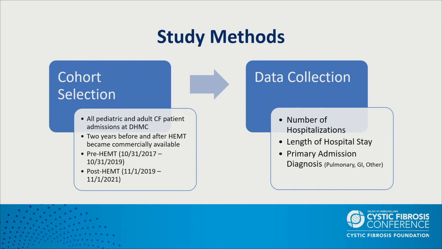When collecting the data, we collected specifically the number of hospitalizations within the two timeframes, the length of each hospital stay, as well as reviewed the primary admission diagnosis and classified it as pulmonary-related, GI-related, or other if it didn't fit into those two categories.